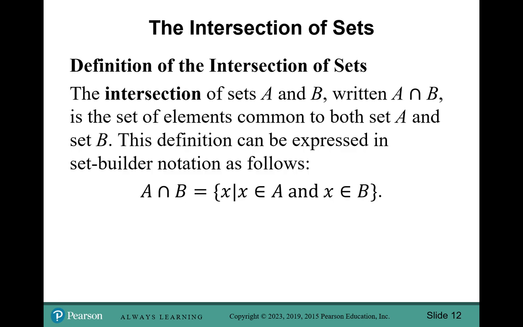Next, we will look at the intersection of sets, where they intersect. The intersection of sets A and B, written A intersect B, is the set of elements common to both set A and set B. This definition can be expressed in set builder notation as follows. A intersect B is represented by this symbol here, which is almost like an N for intersect. So A intersect B equals x such that x is an element of A and x is an element of B.